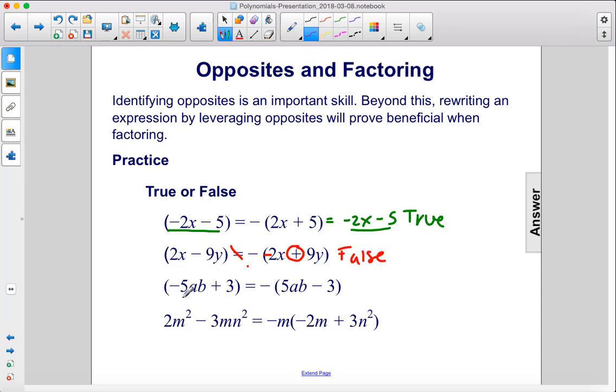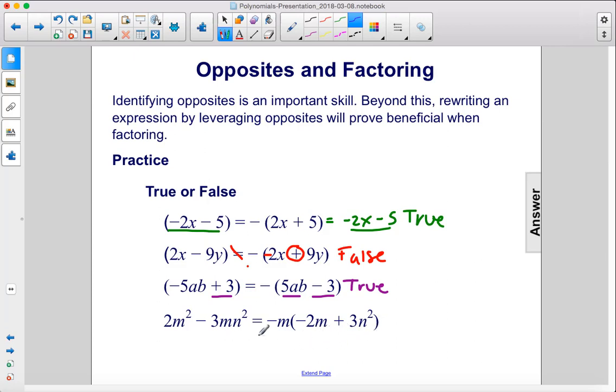Alright, we have negative 5ab plus 3 equals negative of 5ab minus 3. So we took this, we distribute out this negative sign, which would swap both of the signs of these terms. This negative 5ab would become positive, which it is, and this positive 3 would become negative, which it is. So this is correct.